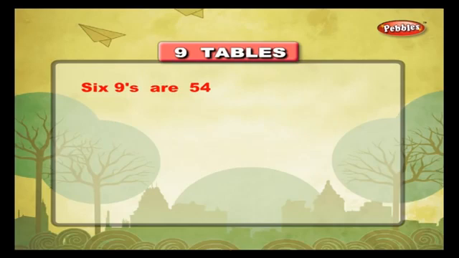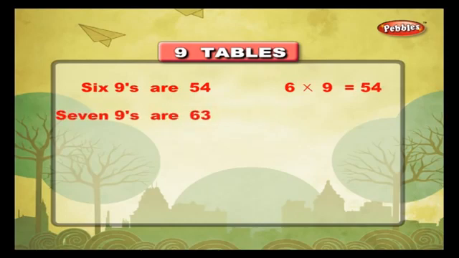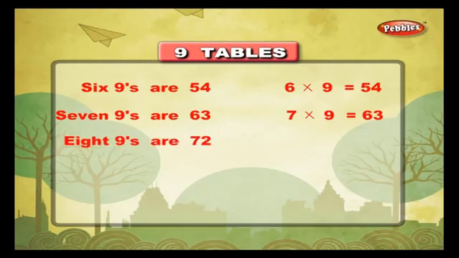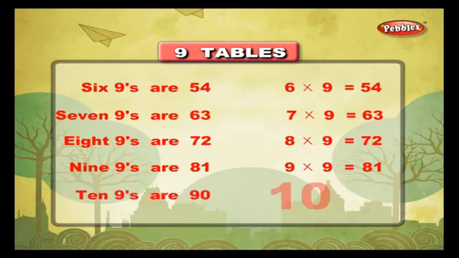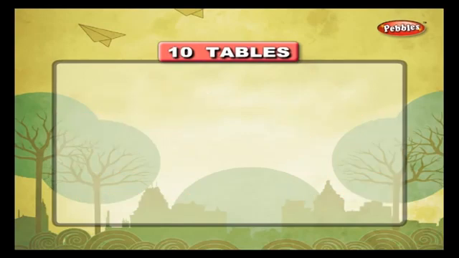6 nines are 54. 6 into 9 is equal to 54. 7 nines are 63. 7 into 9 is equal to 63. 8 nines are 72. 8 into 9 is equal to 72. 9 nines are 81. 9 into 9 is equal to 81. 10 nines are 90. 10 into 9 is equal to 90. 10 tables.